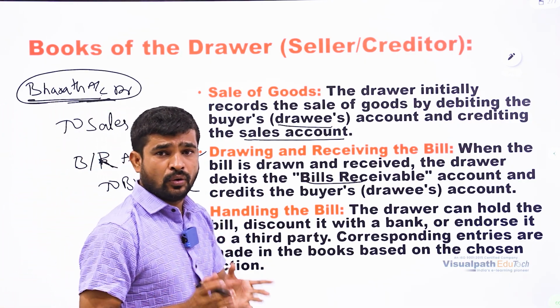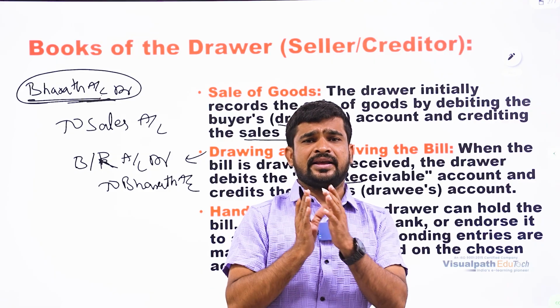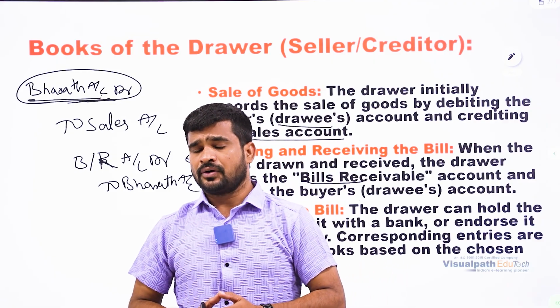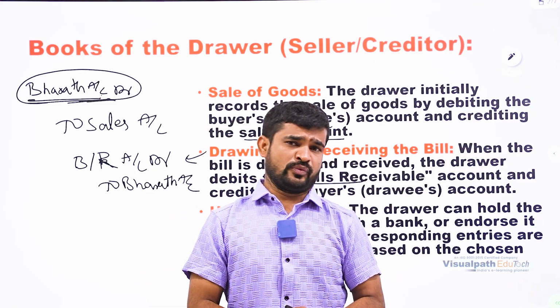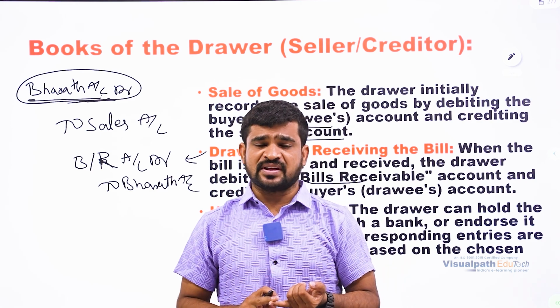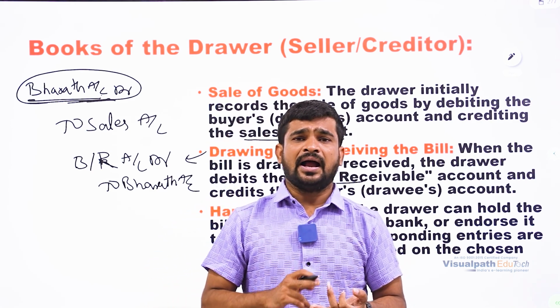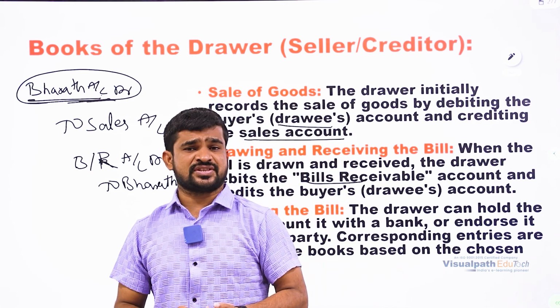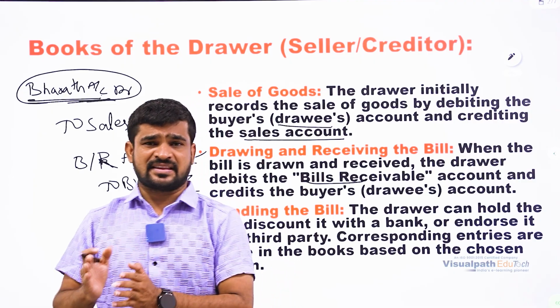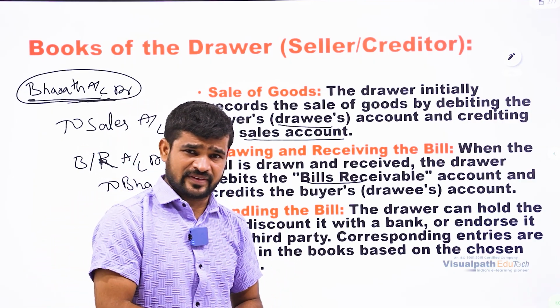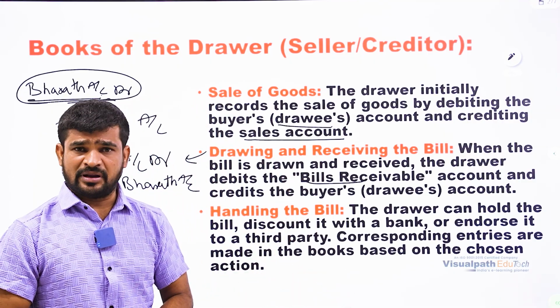This bill he can hold, he can maintain the bill, and he can utilize this bill according to simple terms in 4 ways: he can discount the bill, he can endorse the bill, and he can send it to the bank for collection, and otherwise he retains the bill. In detail we will discuss further, from the problem point of view, what all this means.